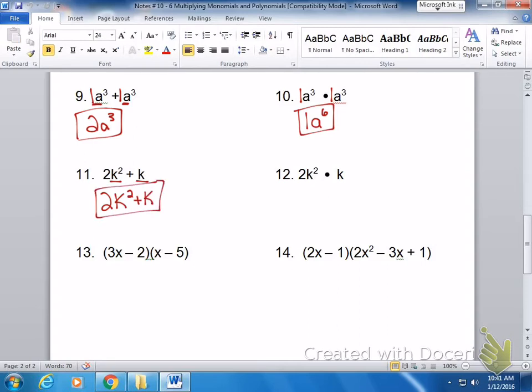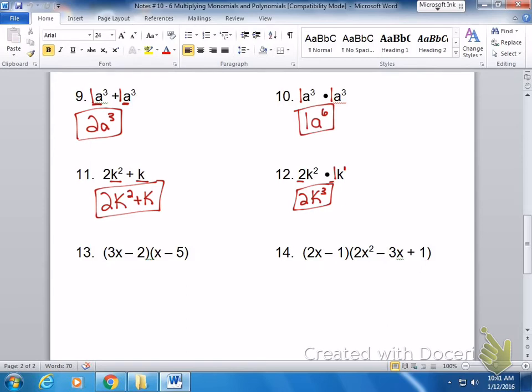Now 12, we're multiplying, and we can combine anything with multiplication. First start with the numbers. 2 times 1 is 2. Now I have k squared times k to the first. Since we're multiplying, we add our exponents. I get 2k cubed.